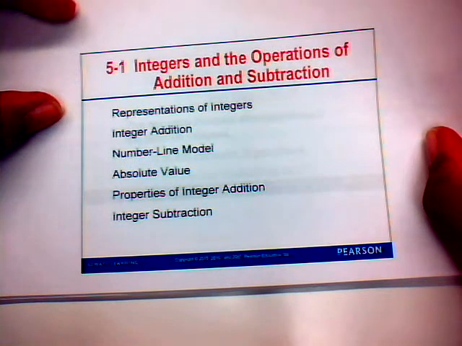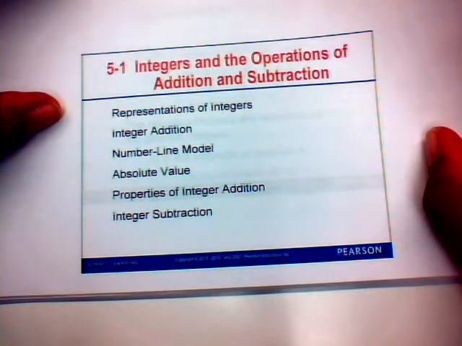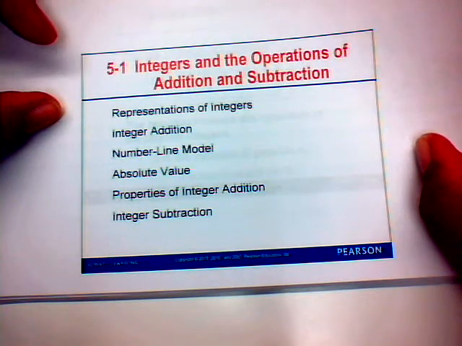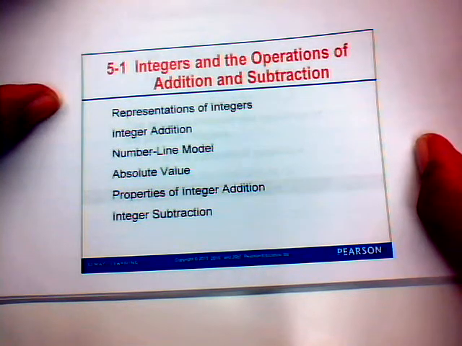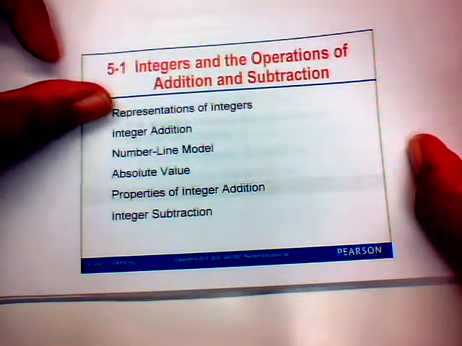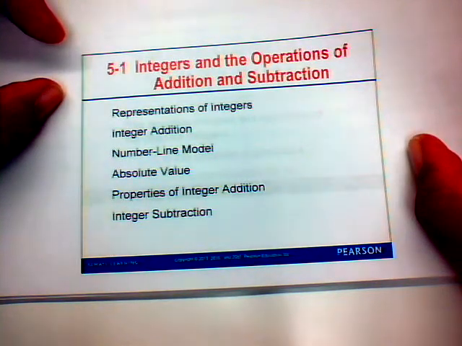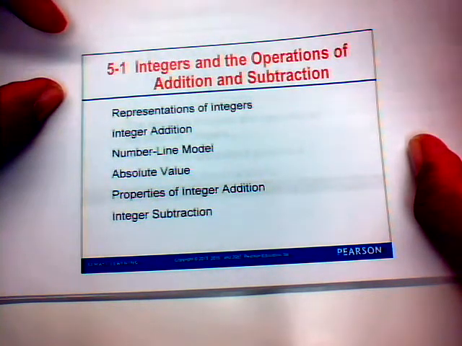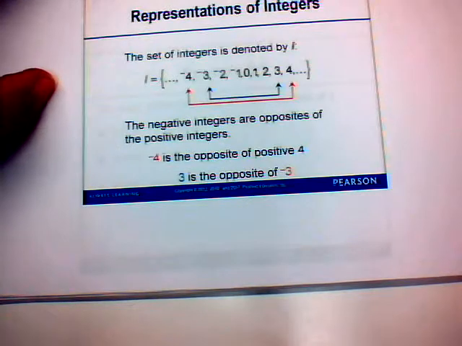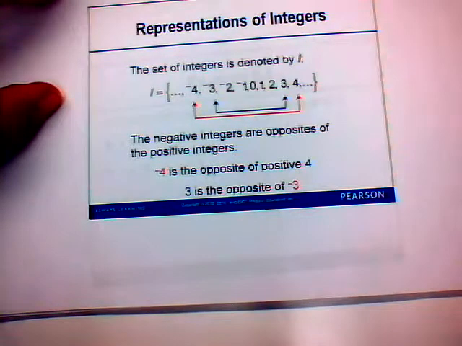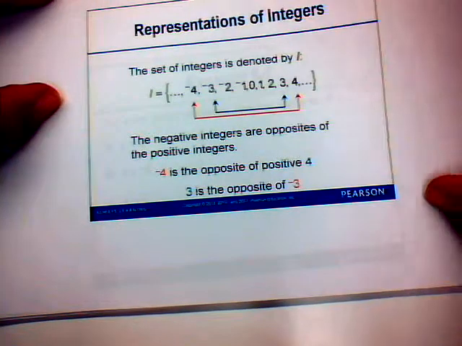Okay, in this video, we're going to be looking at integers and the operations of addition and subtraction. And in this section, we'll look at some of the representations of integers, integer addition, the number line model, absolute value, properties of integer addition, and integer subtraction. We'll start off with what integers are and what they represent.